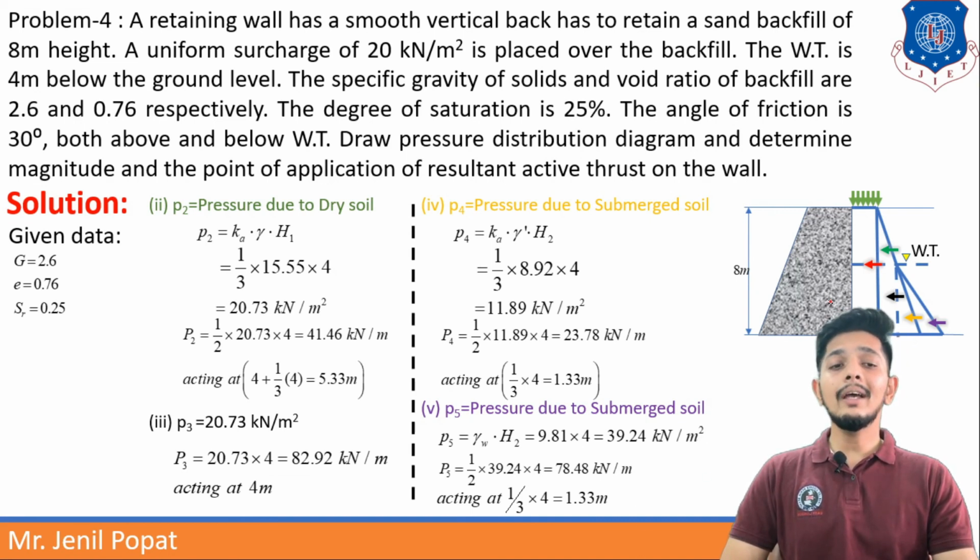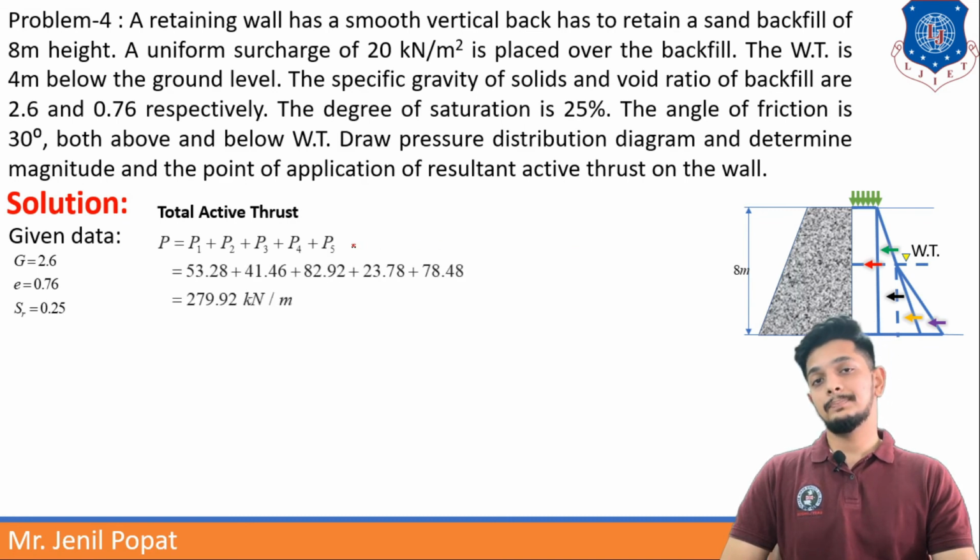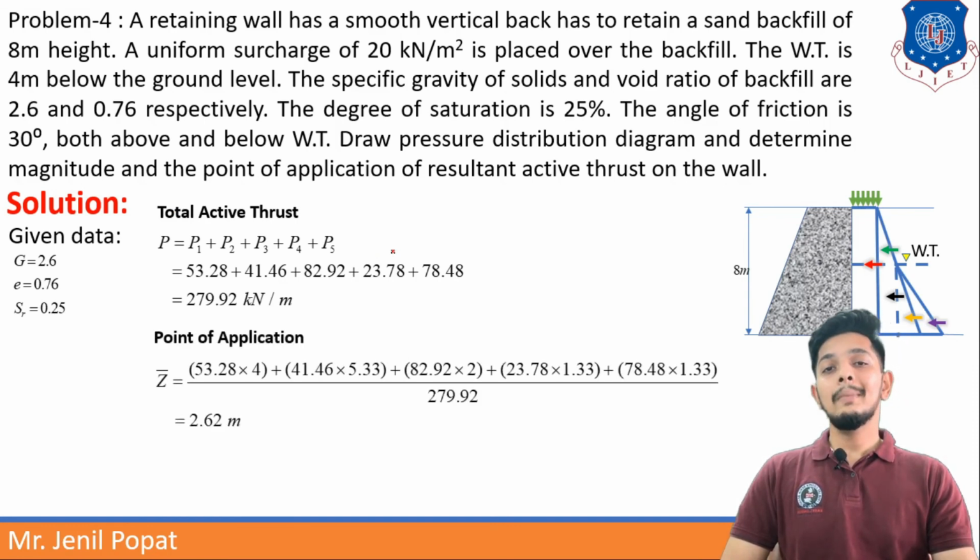So we got all the arrow forces and the locations of the arrows, but we still want to find the resultant total force and its location. Let us move towards that. Total active thrust: P force will be P1 plus P2 plus P5, like that. Total force will be 279.92 kilonewton per meter. And now where will the total active thrust act?